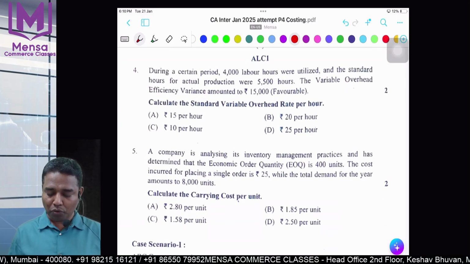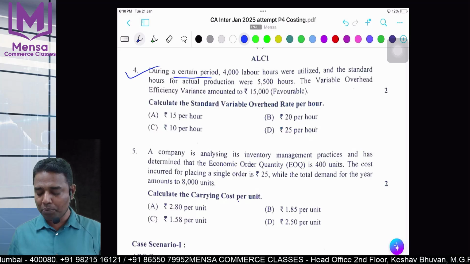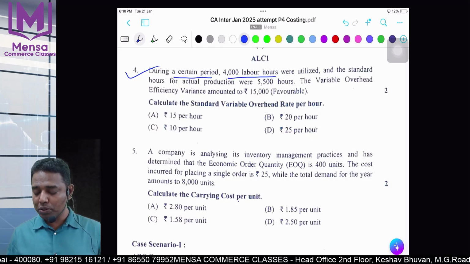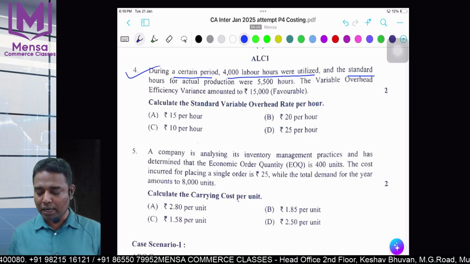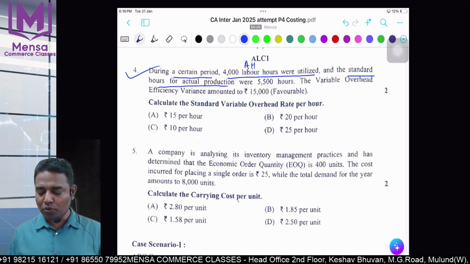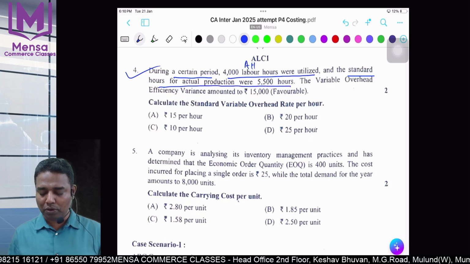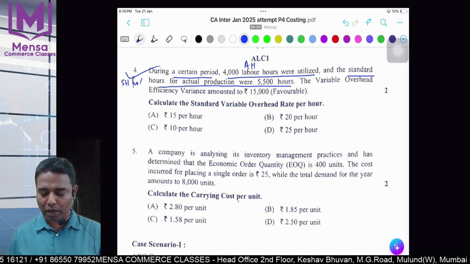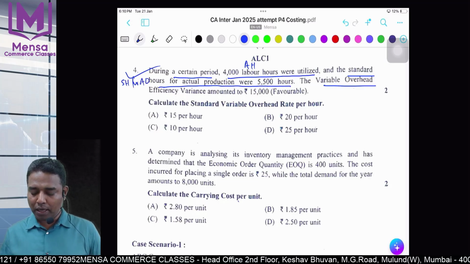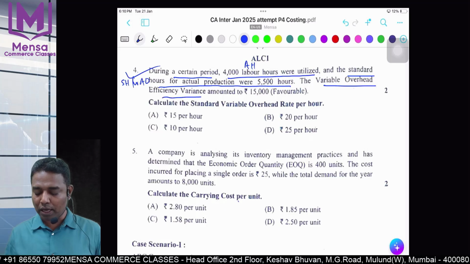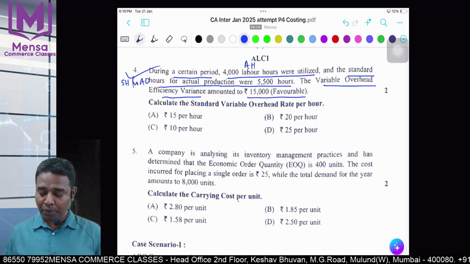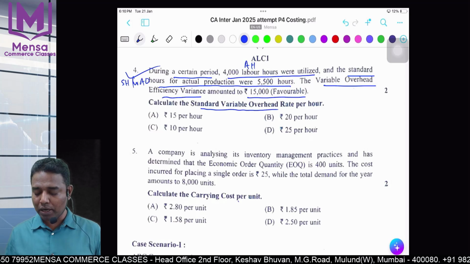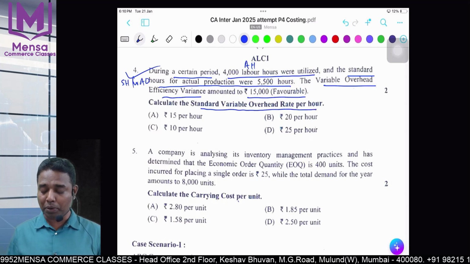Question number 4. During a certain period, 4,000 labor hours were used. So this is your actual hours, and standard hours for actual production is 5,500. So this is standard hours for actual output. The variable overhead efficiency variance is 15,000 favorable. You are supposed to find out the standard variable overhead rate per hour.